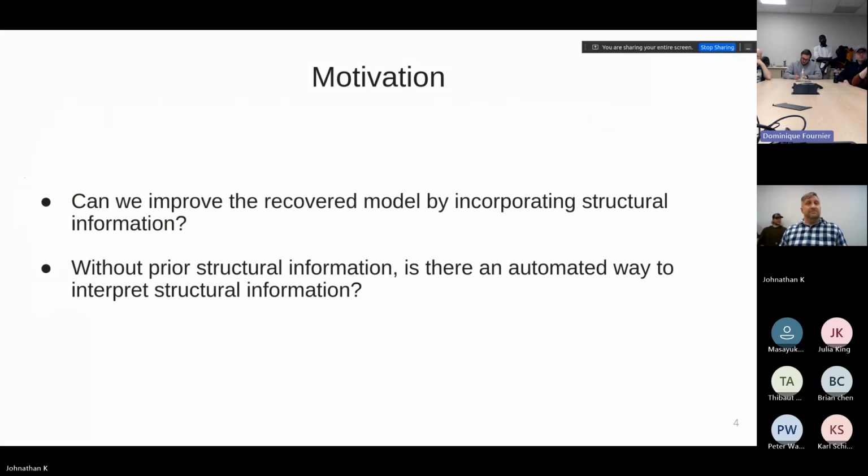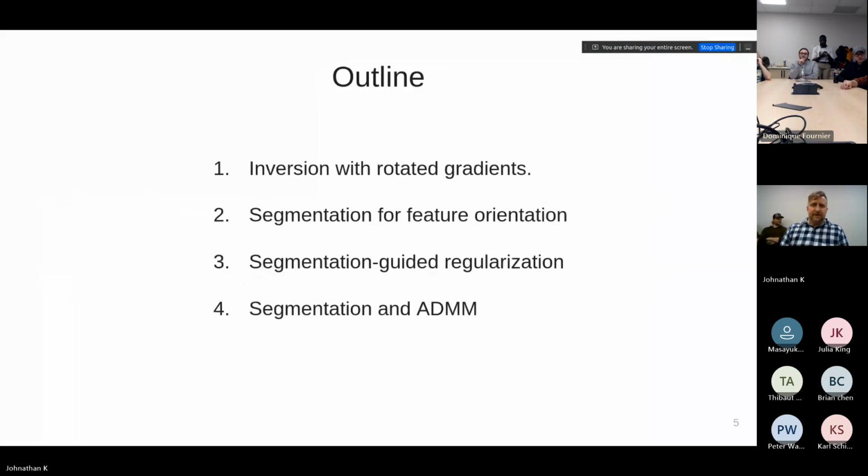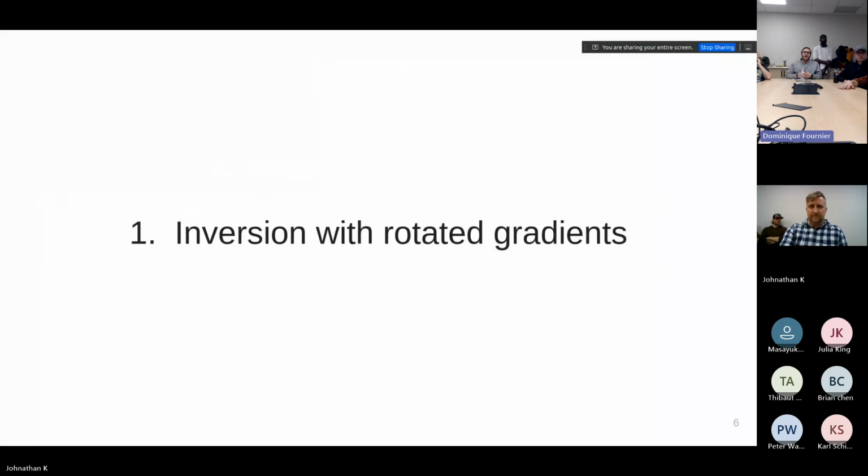So the motivation is, can we improve these recovered models by incorporating structural information? And oftentimes, you probably all know, we don't have that prior information. So is there an automated way to incorporate that information or to interpret it? We're going to discuss that through an outline today: we're going to look at inversion with rotated gradients, and then segmentation for feature orientation. Then we look at segmentation guided regularization, and then my most recent research in segmentation and ADMM, which is the optimization technique.